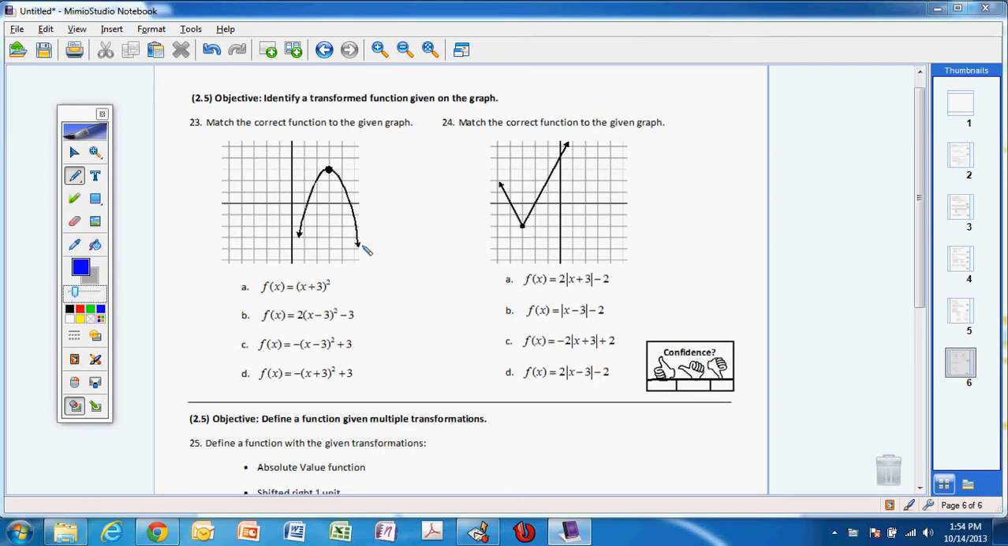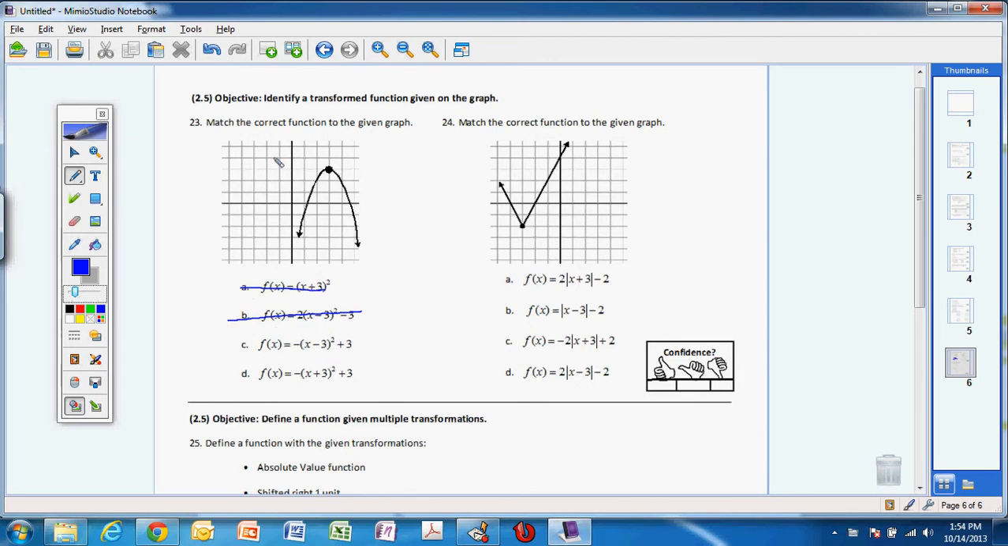This is the last page of review worksheet 2. So again, continuing on, number 23, we want to match the correct function to the given graph. So looking at this, I know I'm being shifted, so I'm going to do this in parts. I know I'm going to need a flip somewhere in there, so I know I'm going to need a negative out in front. So right away, I can cross these two off because those don't have that.